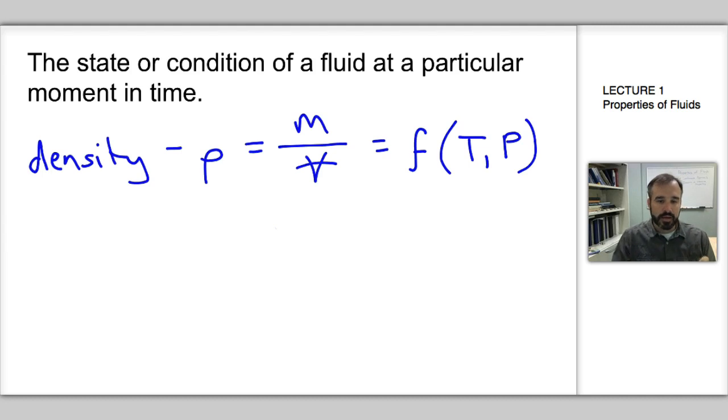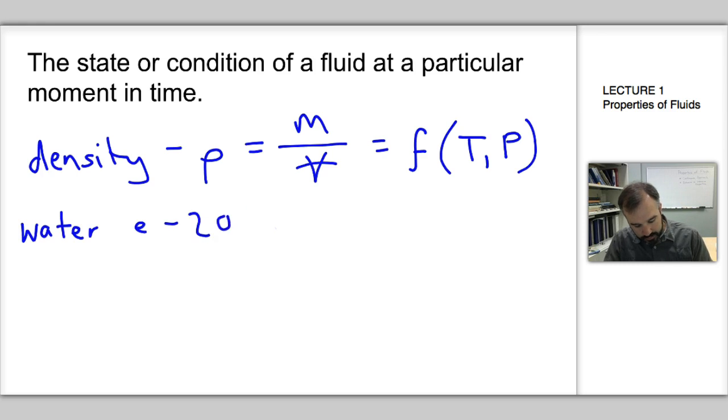And that's what we call an equation of state. So for a particular gas or liquid, a particular fluid, we have a temperature and a pressure. If we know those two, we can figure out the density. And if we look, say, at water at negative 20 degrees Celsius, it is a solid, right?